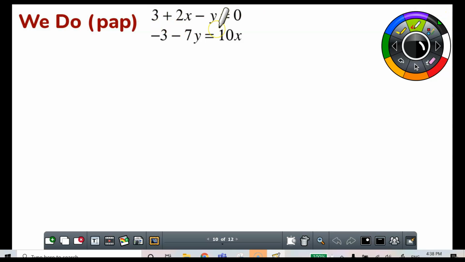So this time you'll see the two equations are not in the right order. You need to have a pair of x, a pair of y, and a single number on the other side. So first let's rearrange both of the equations.